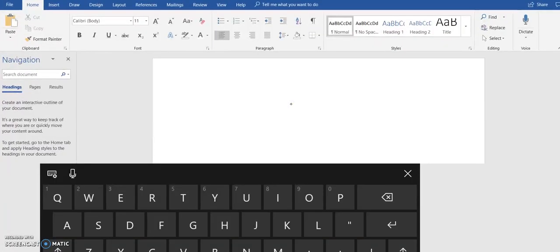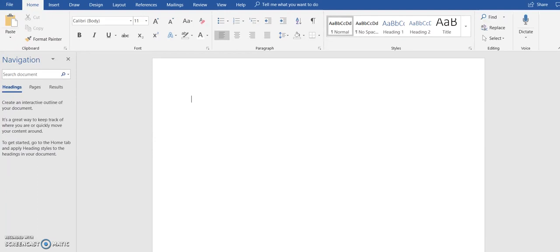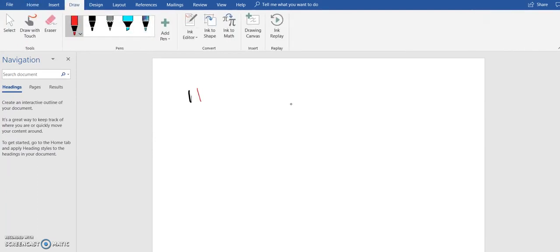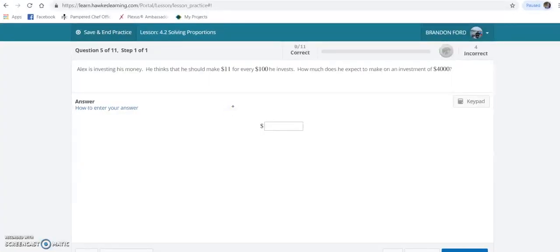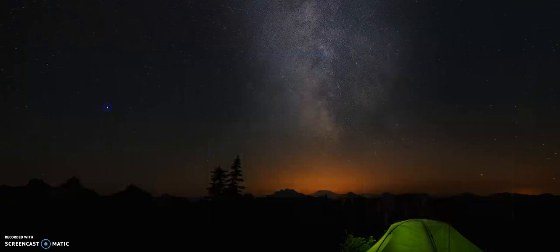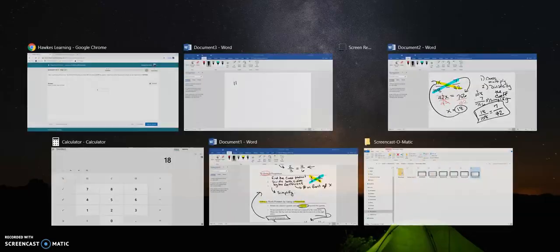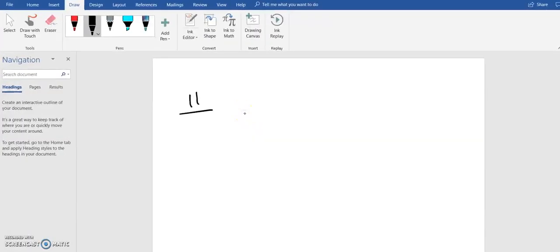So we're going to build this. We think we should make $11. Well, let me check the problem here again. Make $11 for every 100 he invests. So we believe we should make $11 for every 100. That is our ratio. And we want to check it against another ratio in which we don't know what we're going to make.